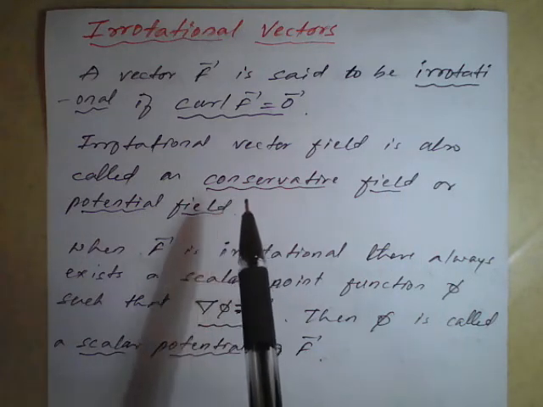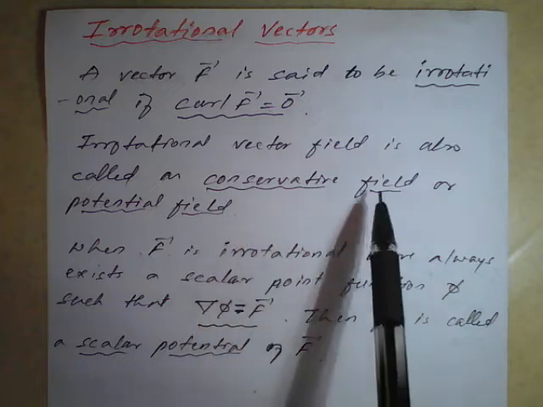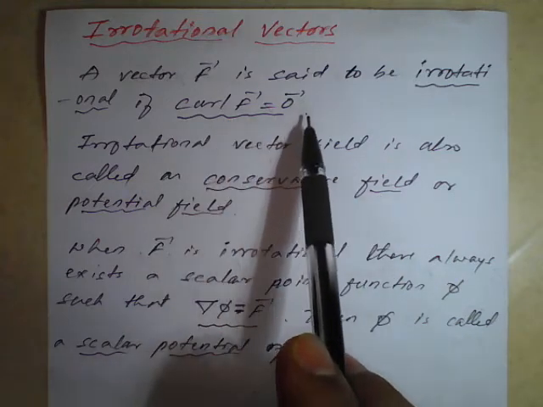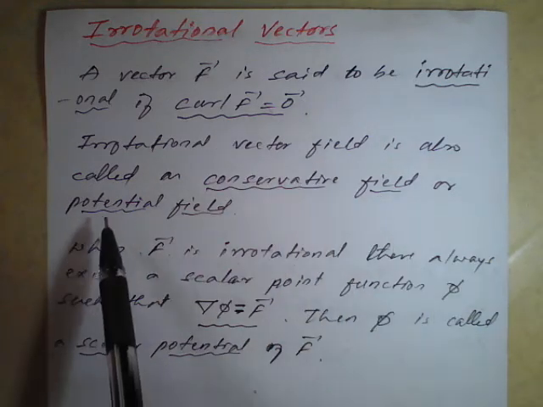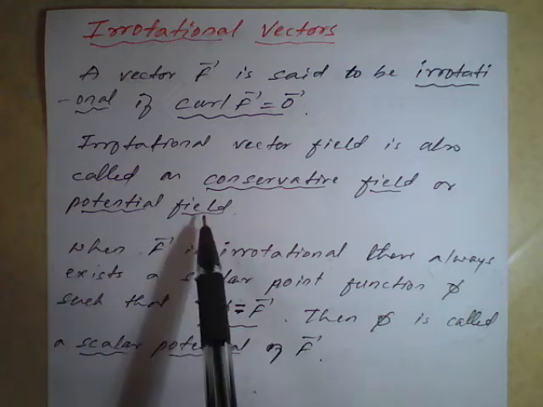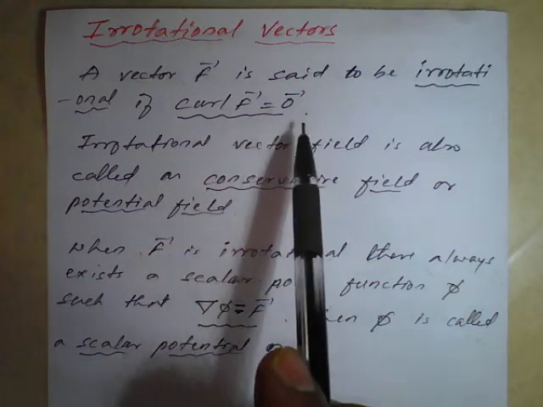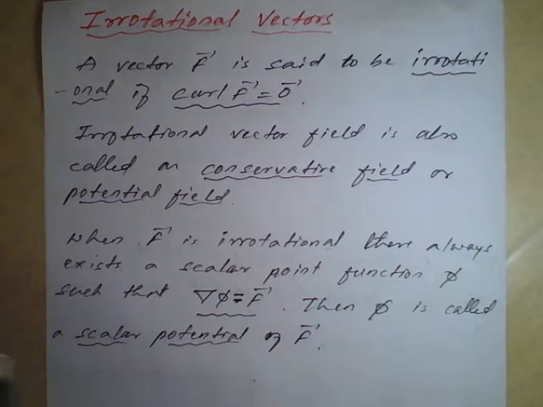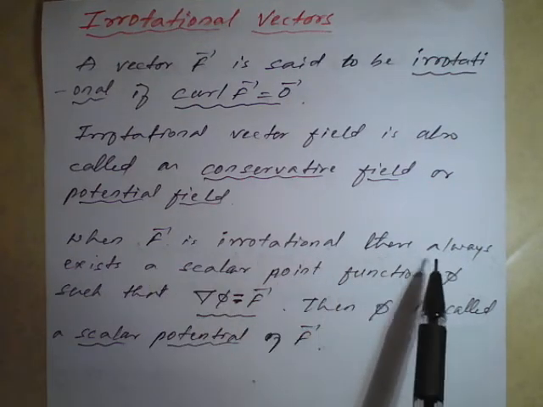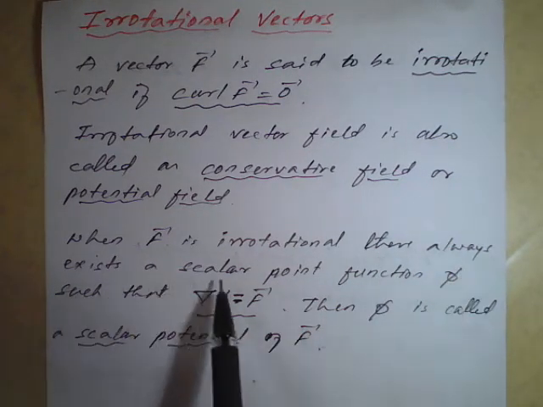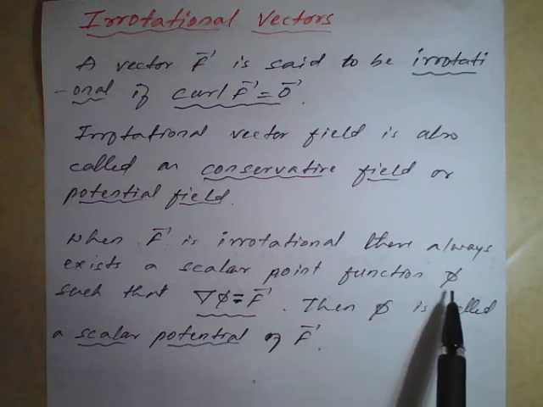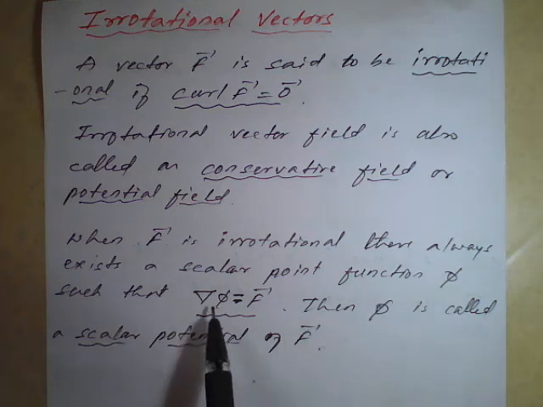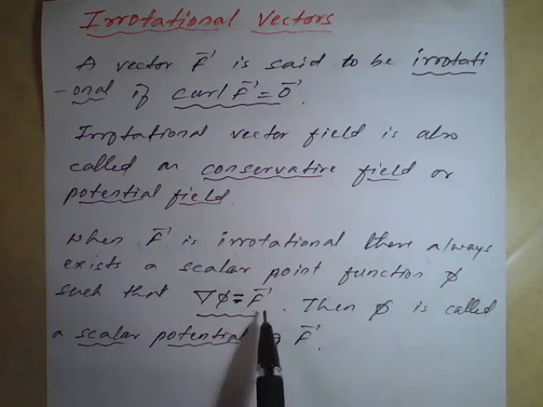So if they ask you to show that the given vector is a conservative field, we need to show that curl of vector f is equal to 0 only. Or if they ask to show that it is a potential field, then we need to show that curl of vector f is what here? 0 only. Next, when vector f is irrotational, there always exists a scalar point function phi such that del phi is equal to vector f.